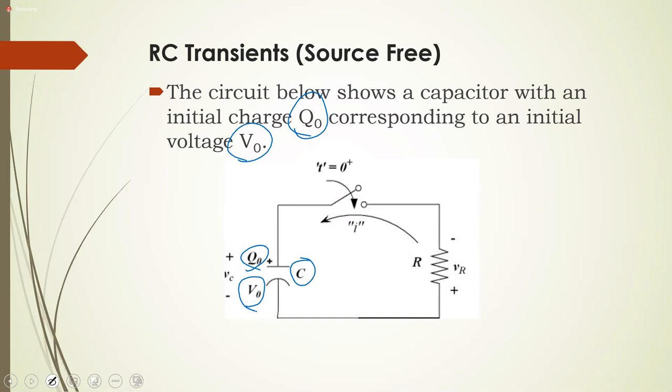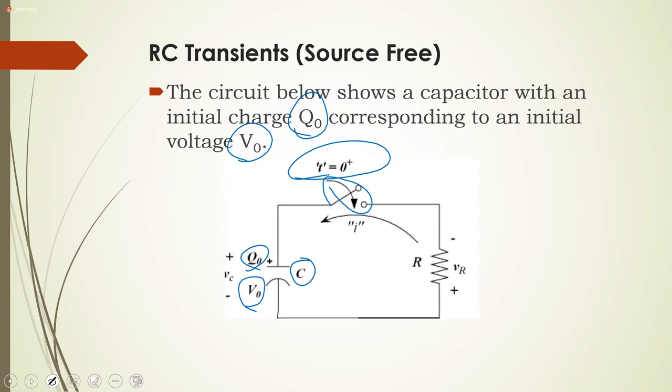And what we are doing here, we're closing that switch, and it's closed at t equals zero. And what we are interested in is finding what happens immediately after it is closed. So that is what zero plus means.